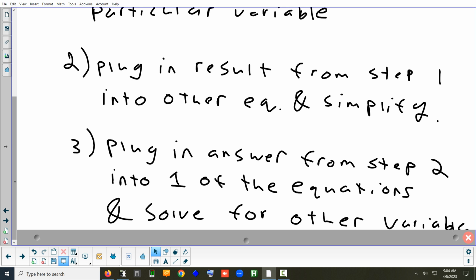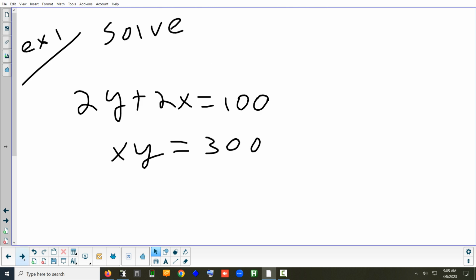So we're going to go back and we're going to do the first example we wrote down, but we're going to do it with substitution. Now, I changed the L's and W's to X's and Y's. It really doesn't have any effect on the problem. So we'll just try it that way.